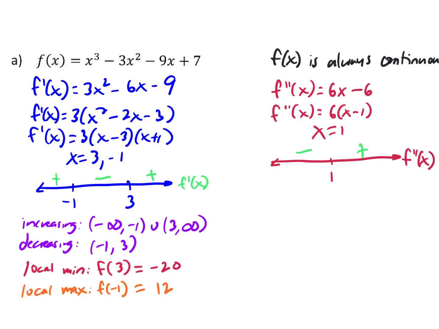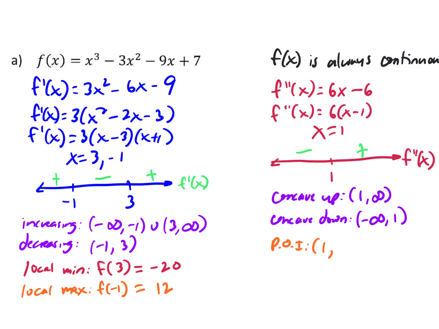Okay? So for concave up, the interval is 1 to infinity, because it is positive. Concave down is negative infinity to 1. So we have a point of inflection where x equals 1, but when we find the point of inflection, it actually has to be a point. So this is how I start. You can write POI, that's okay. Point of inflection, at 1.